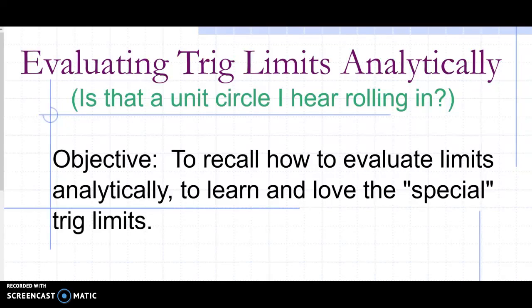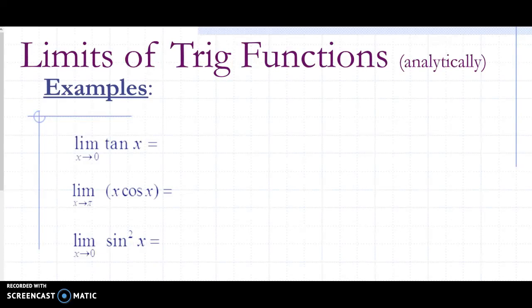All right, so we are evaluating trig limits analytically. Note that your unit circle is going to be super important today and forever and ever. So let's practice evaluating these trig limits. Don't forget, anytime we're evaluating something analytically, what's always our first look? Great, good answer. Direct substitution. So let's have you try these three. Put me on pause, and then we'll check your answers.